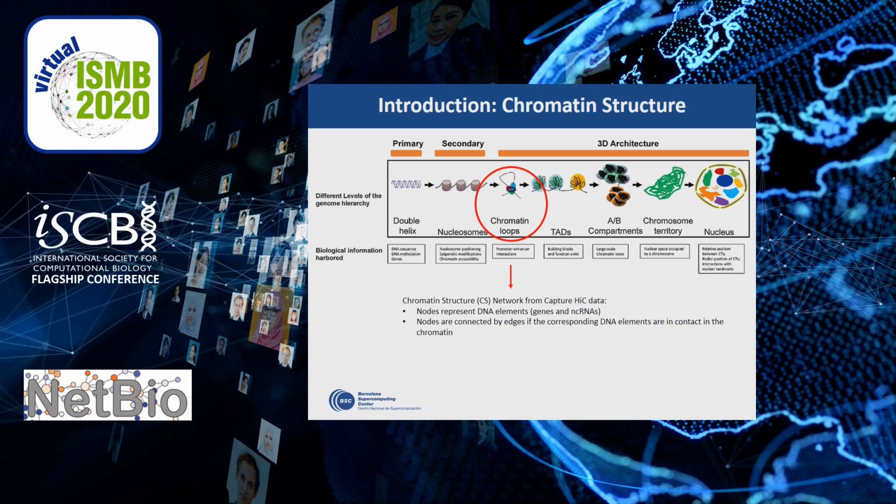So here we want to capture that 3D architecture in a network that we call chromatin structure network, in which the nodes represent DNA elements, genes and non-coding RNAs, and where 2 nodes are connected by edges if the corresponding DNA elements are in contact in the chromatin.